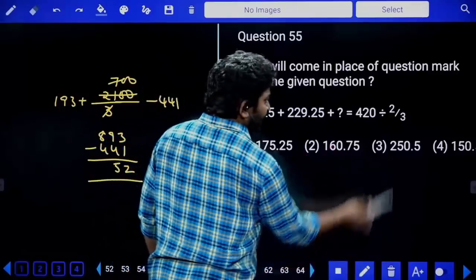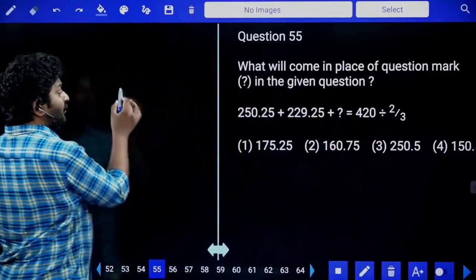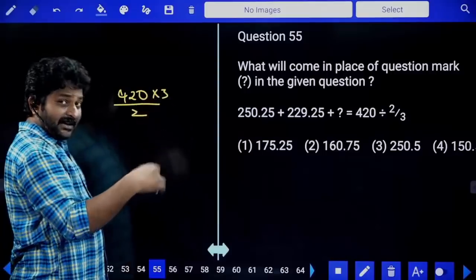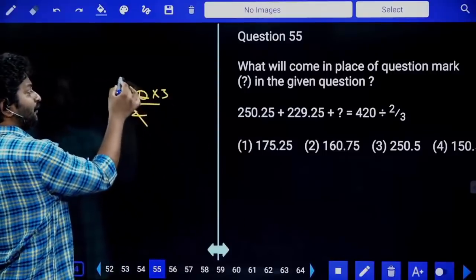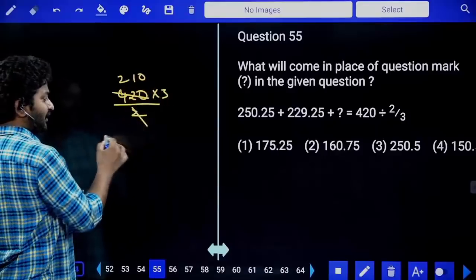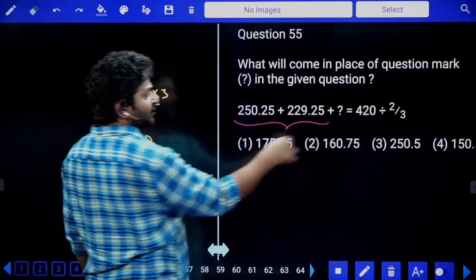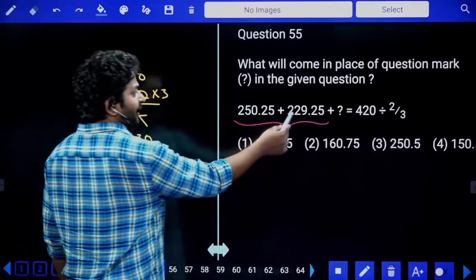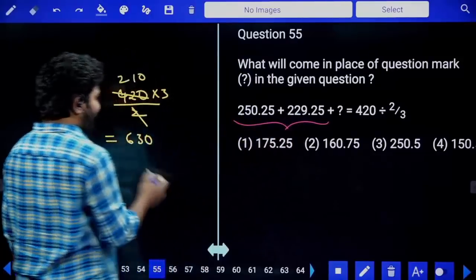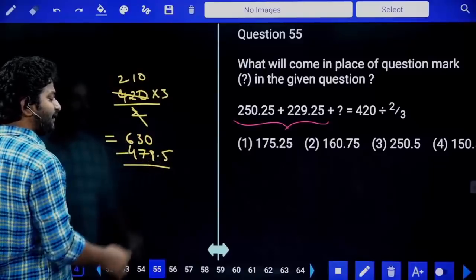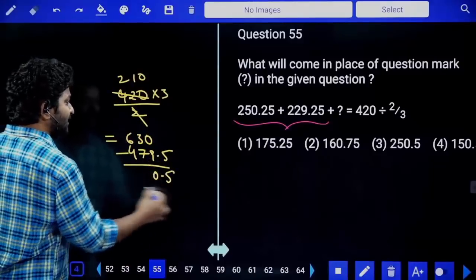Right, 120 divided by 2 by 3. Okay, 420. 420 divided by 2, denominator and denominator comes to numerator. 2, 210 times into 3, that is equal to 630. These two numbers sum goes to right hand side. 250, 220, 479.5. If you subtract it, answer must end with 0.5.